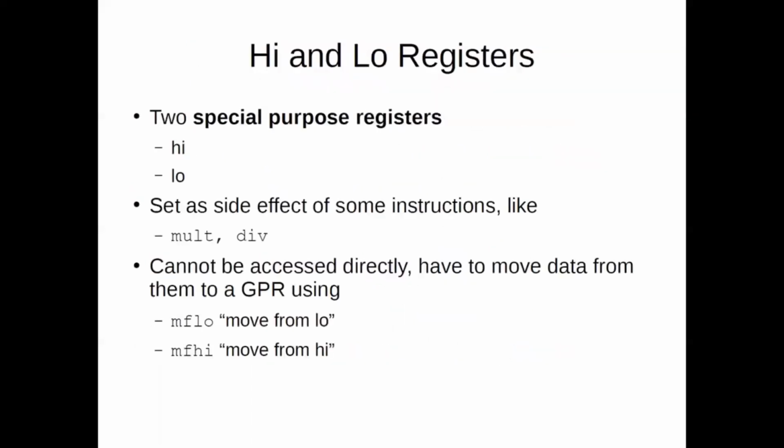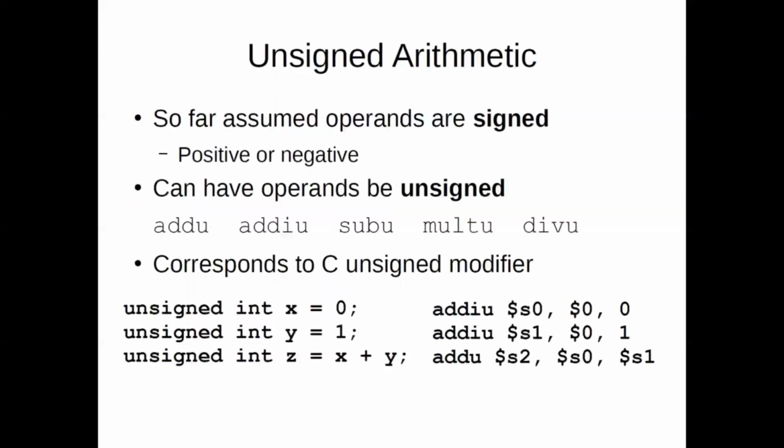These special purpose registers are, for example, set as a side effect of instructions such as mult and div. To move the high and low registers to a general purpose register, there are special instructions MFLO, move from low, and MFHI, move from high. We saw examples of the MFLO on the previous slide.